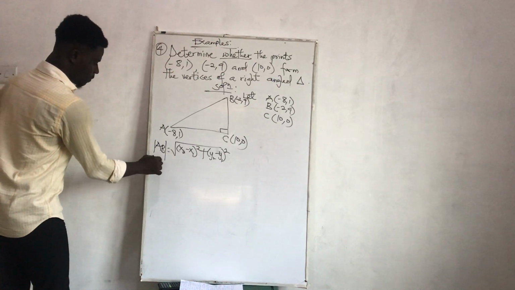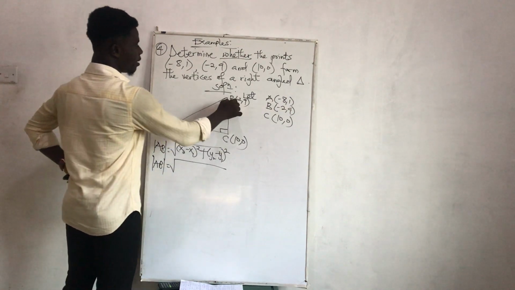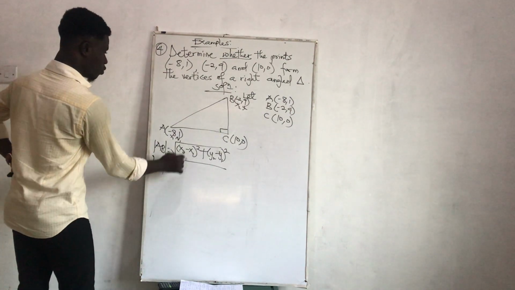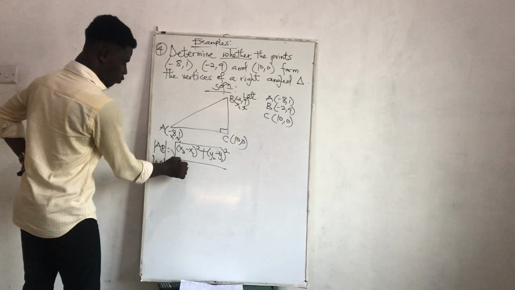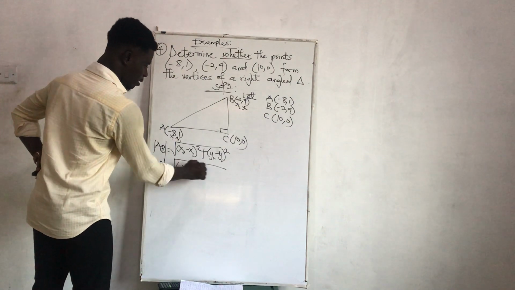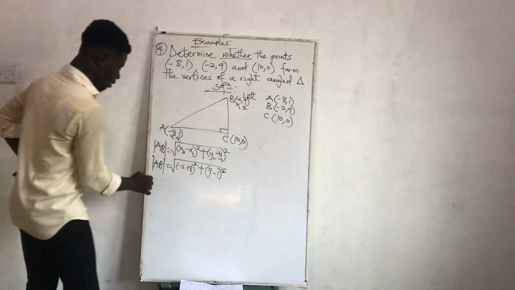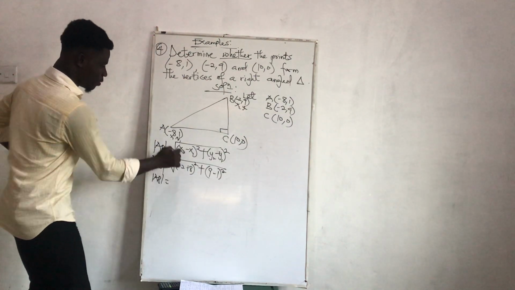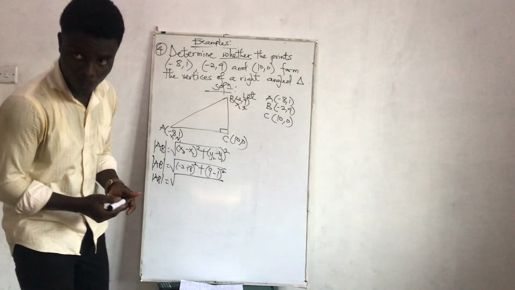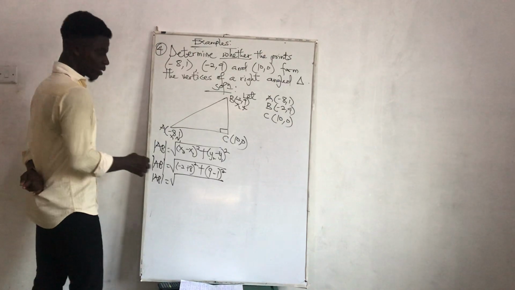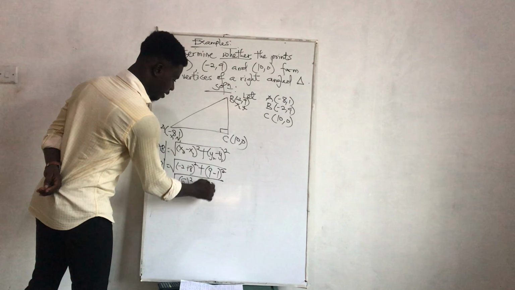So the length of AB must be equal to, we have x1, y1, x2, y2. So x2 is negative 2 minus x1, which is negative 8. So you get positive 8 squared, plus y2, which is 9, minus y1, which is 1, all squared. So the length of AB is the square root of negative 2 plus 8, which is the same as 8 minus 2, and we get 6. So 6 all squared, then plus 9 minus 1, which gives us 8 all squared.